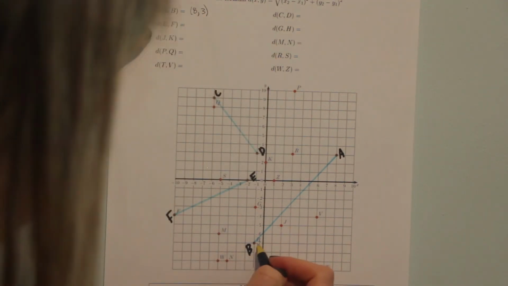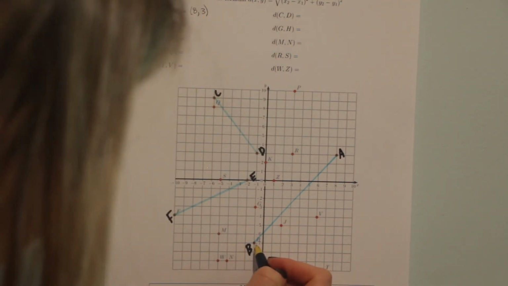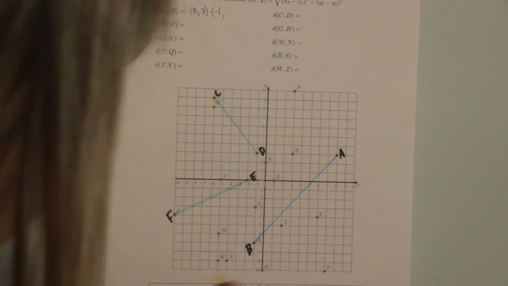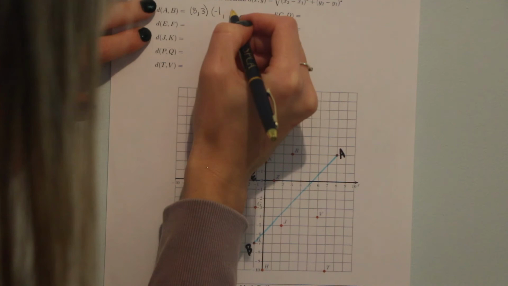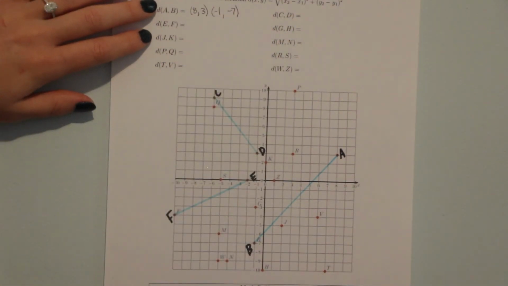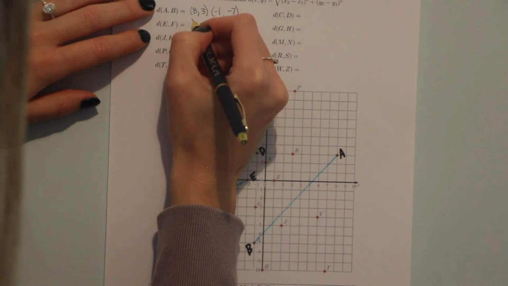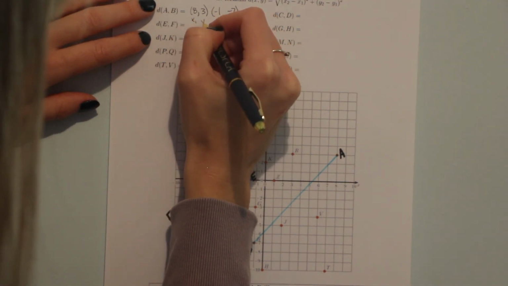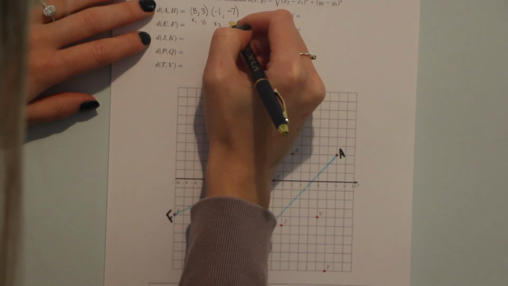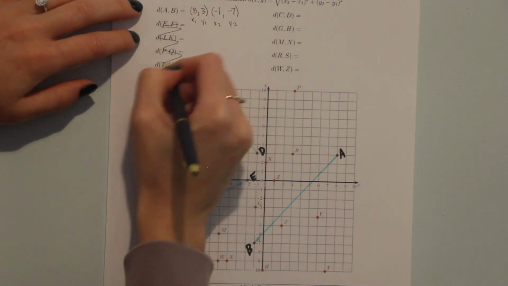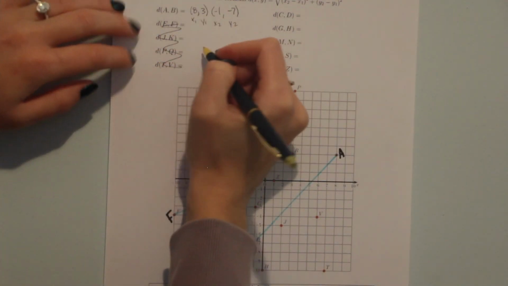And then for B, the x-axis is -1, and the y-axis is -7. So we've got our 2 points here. 8 would be x1, -1 would be x2, 3 is y1, and -7 is y2. We'll scratch that out here so we've got a bit of space to work.